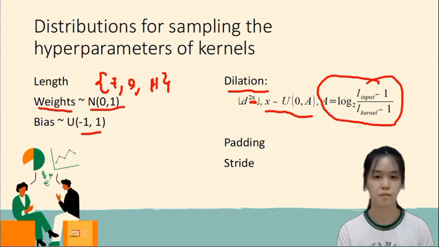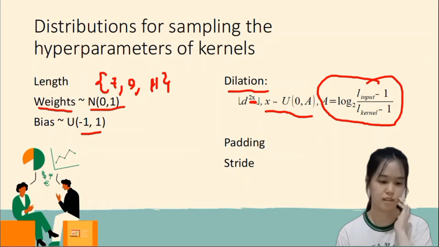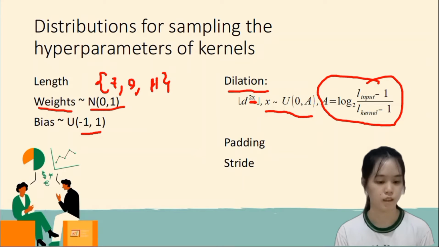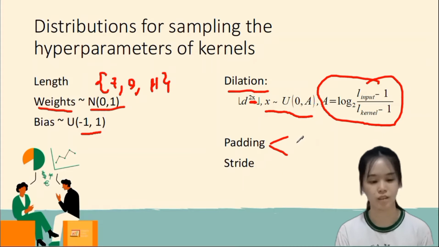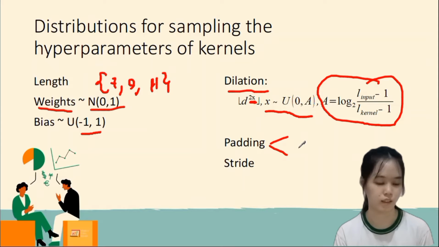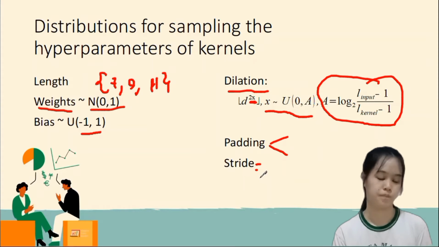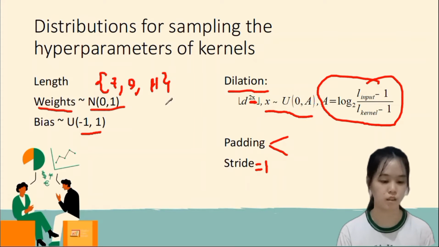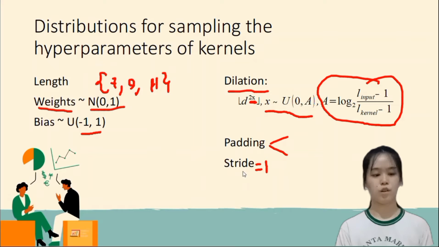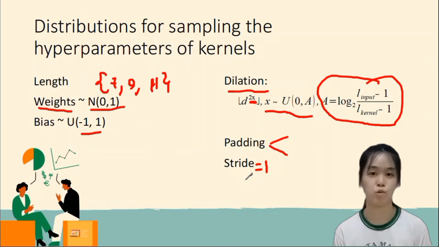Like the first time the kernel sees the time series, the last element of it won't exceed the series. And then with padding, you have only 2 options: with padding or without padding. And then the stride is always 1. So actually you have 5 hyperparameters here, 5 hyperparameters to tune.